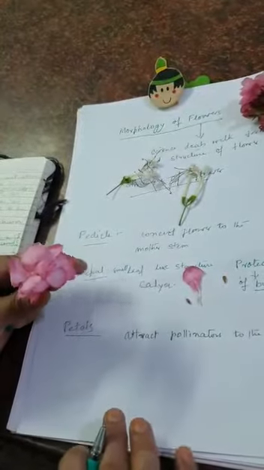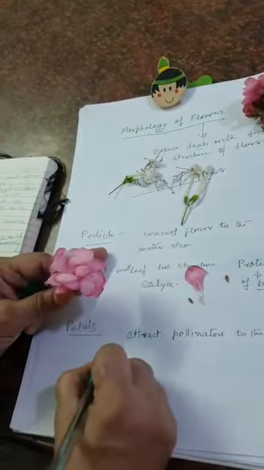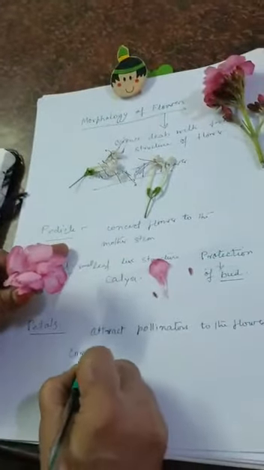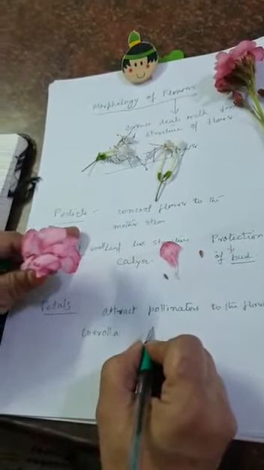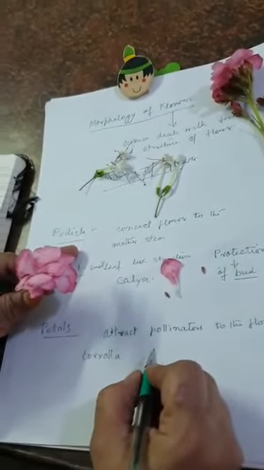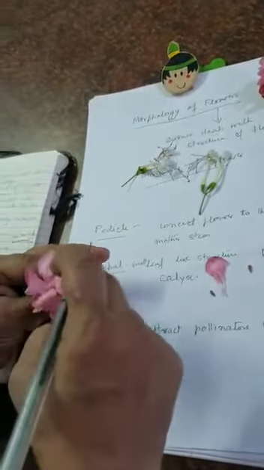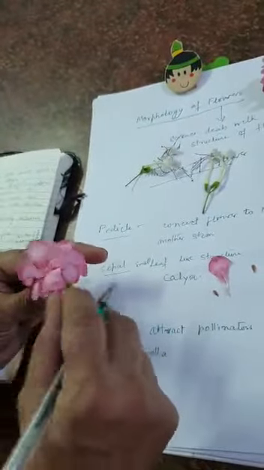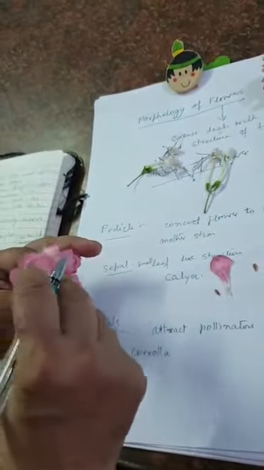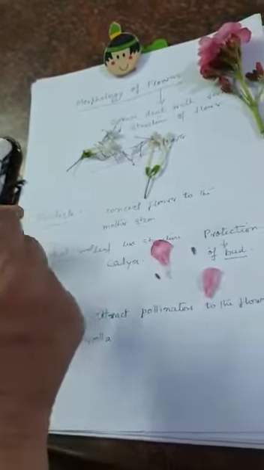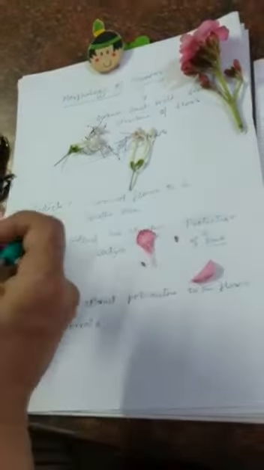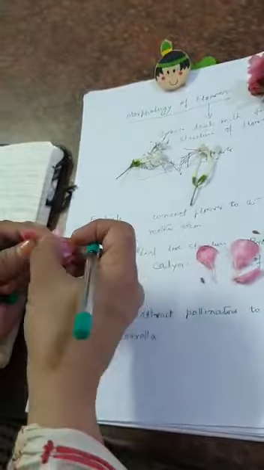Collectively, these petals are known as corolla. So, corolla is the petals in collective form. These are petals. All the petals together are the corolla.